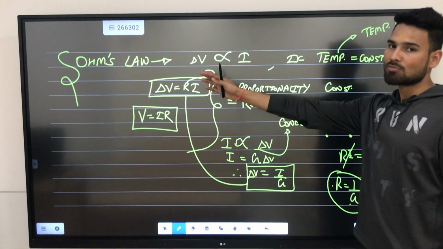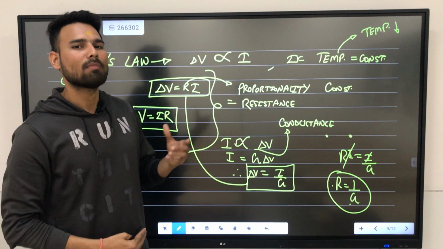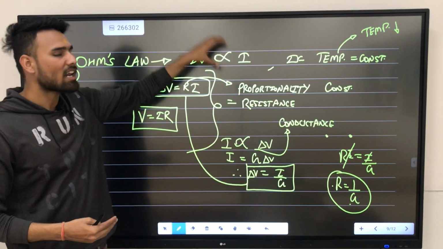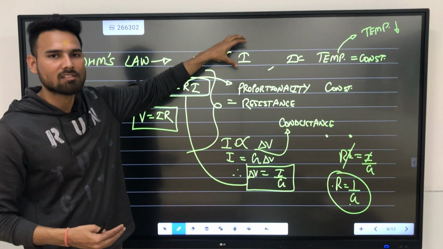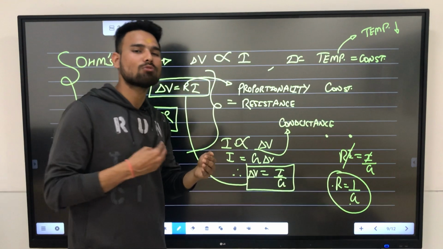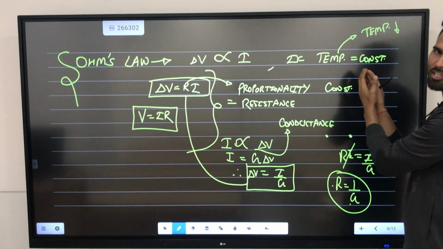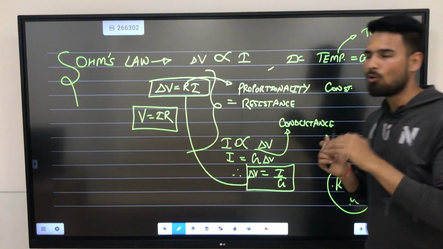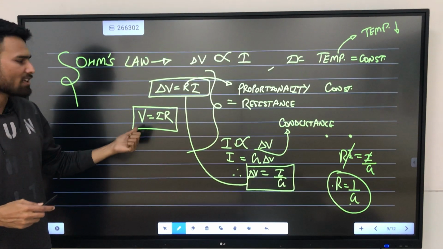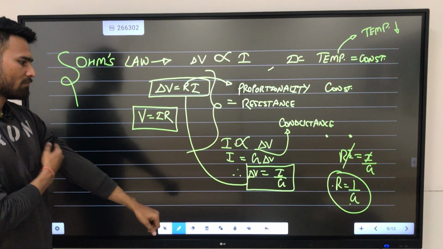Moving ahead, what was Ohm's law? Ohm's law stated that the potential difference across the two terminals is directly proportional to the current flowing through these terminals, for constant temperature, and also the temperature should be low, not that high. So V is equal to RI, where V is the potential difference, I is the current, and R is the resistance of the material used.